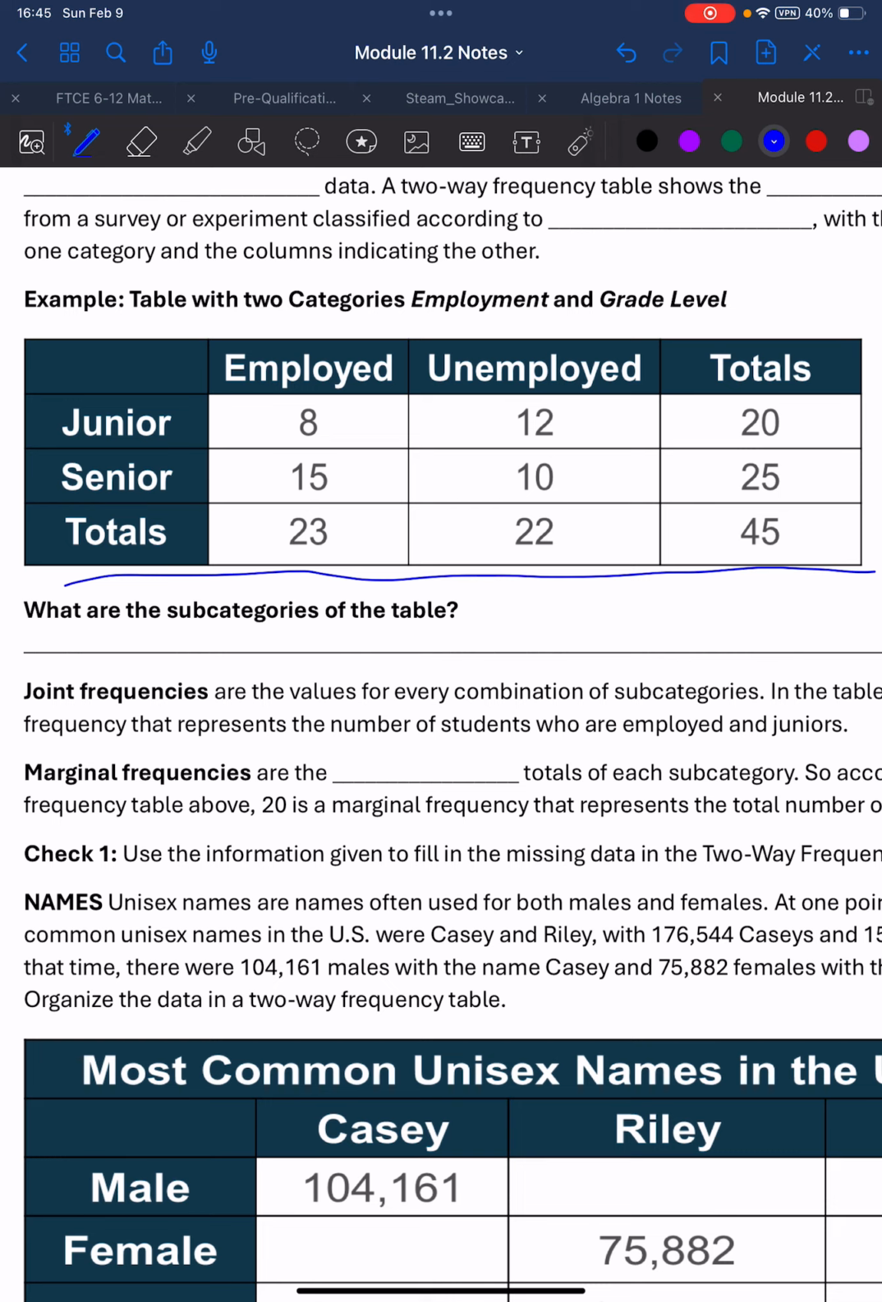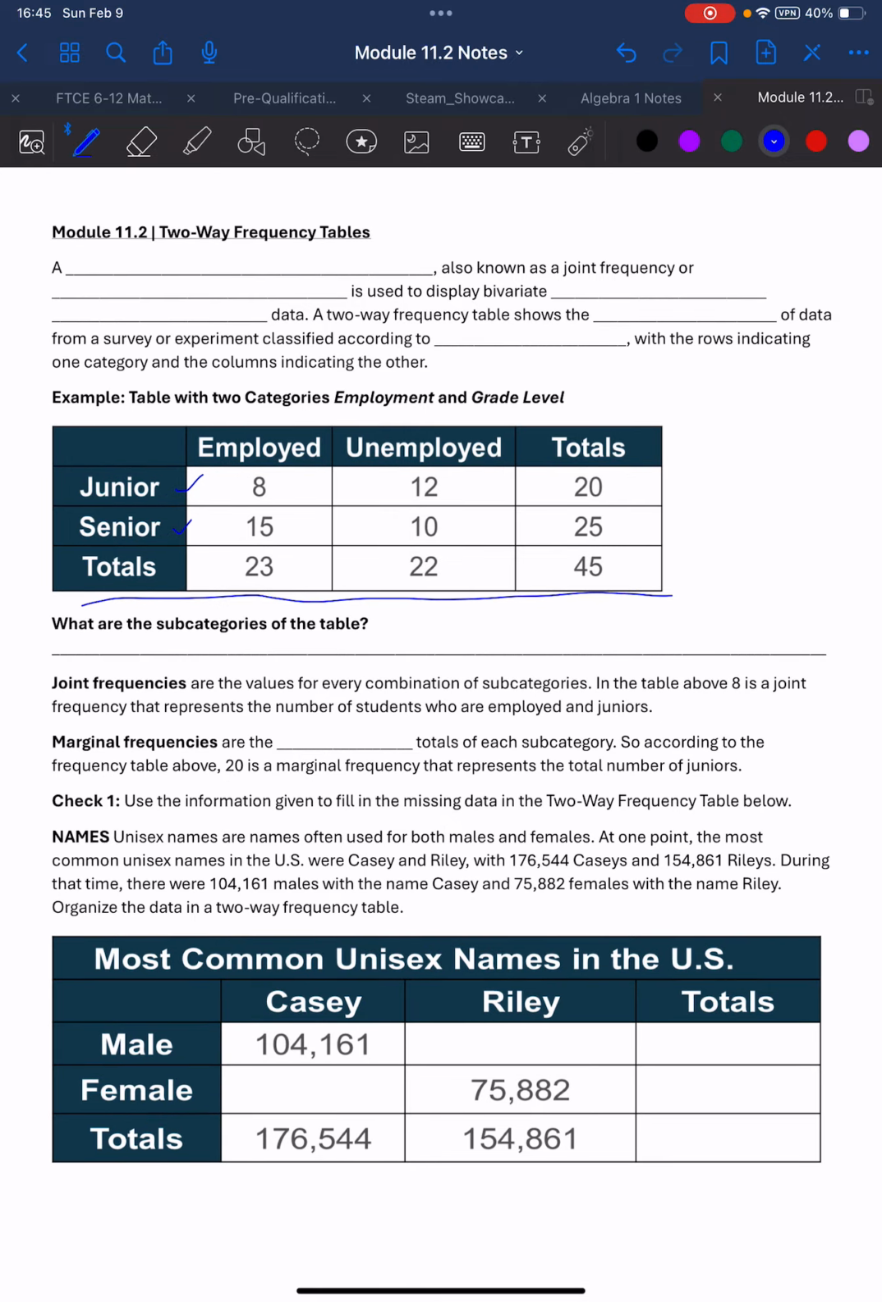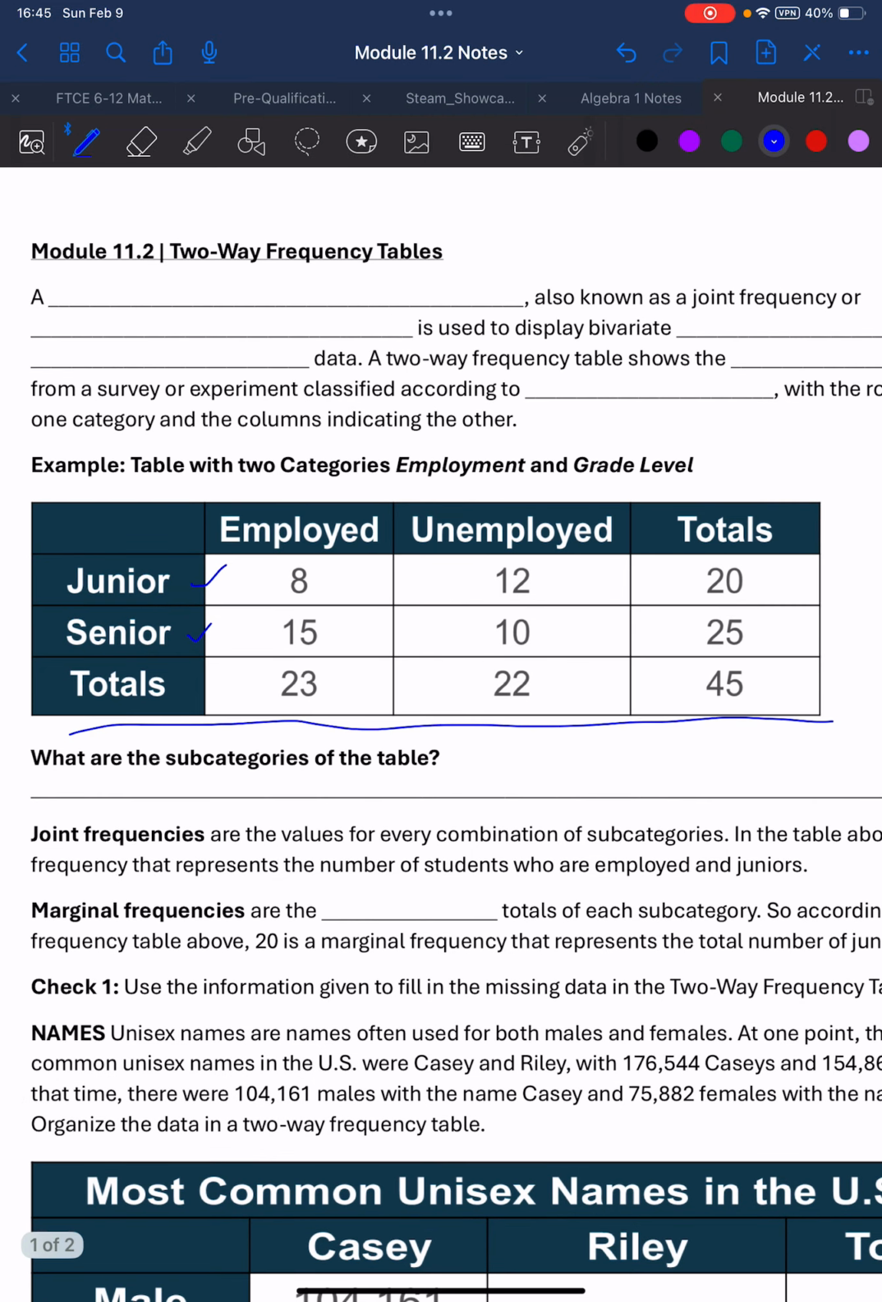All right, and we can call those subcategories. So within the employed and unemployed categories, we have a subcategory, juniors and seniors. All right, so we're going to go over that: how to construct one and how to read one and interpret it. All right, so follow along with me.